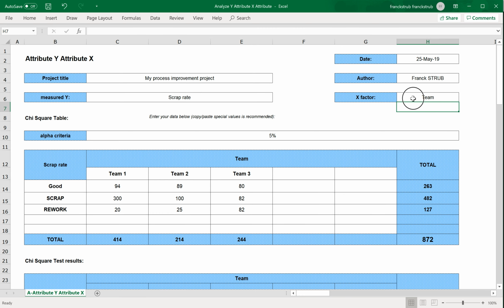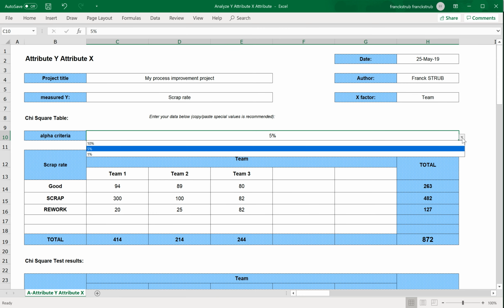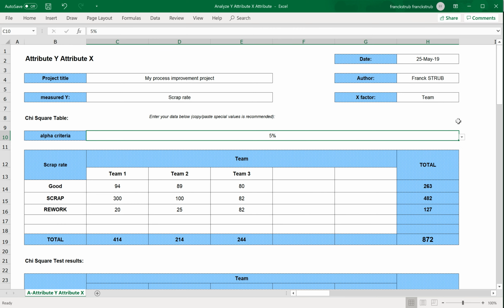In my example, I will study teams versus scrap rate to understand if there is a difference in terms of good, scrap and rework in the parts that I produce among my different teams. That could be a morning team, afternoon team, and night shift or night team. Okay, for this I will use this table, and in fact we will use a chi-square test. By default, the alpha criteria will be 5%. You can change it to 1% or 10%, but I recommend you leave it at 5%.